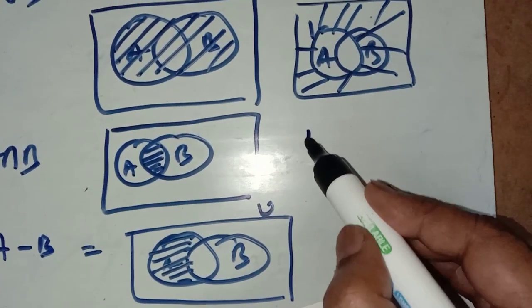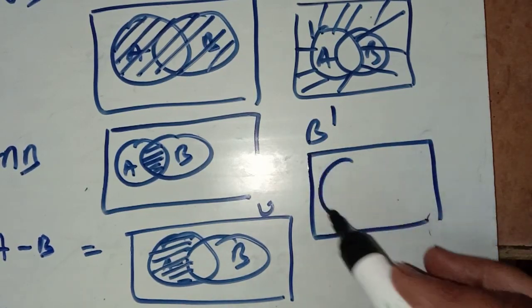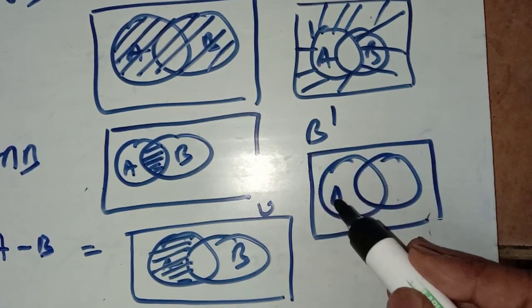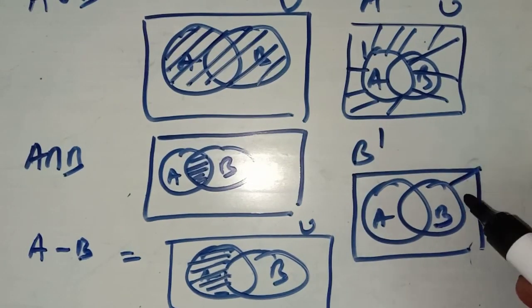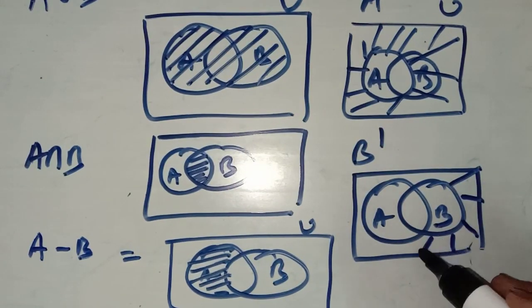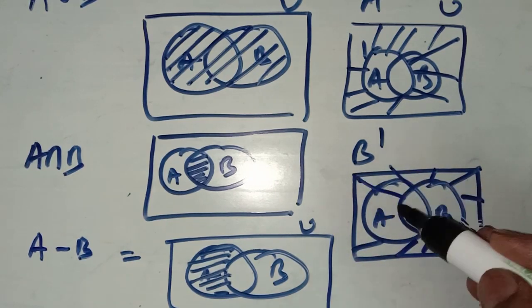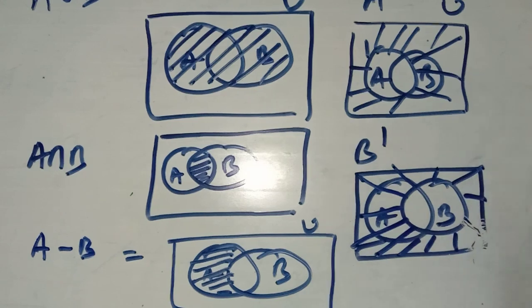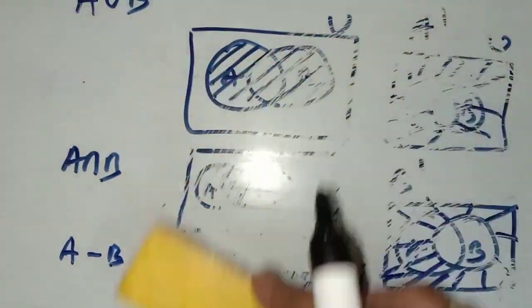Now what is B complement? You can draw B complement like this also. It will be everything except B, like this. So this is the Venn diagram representation of sets which do not contain elements. Like this you can represent.